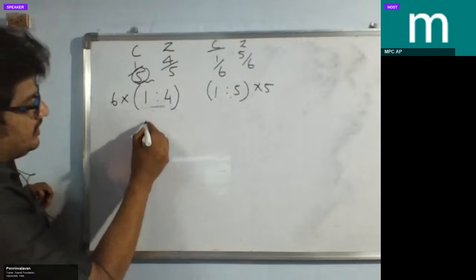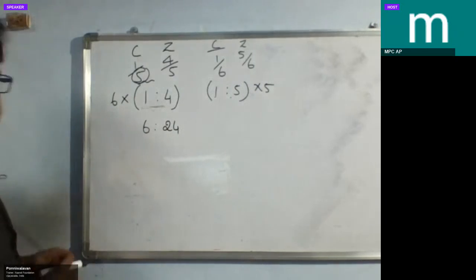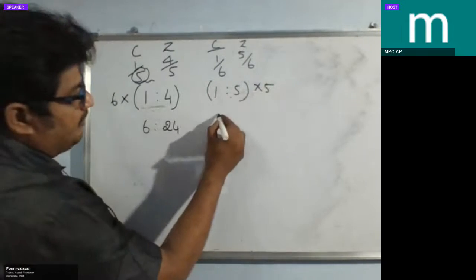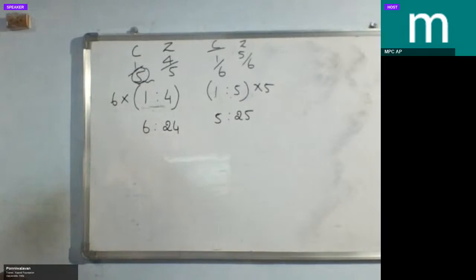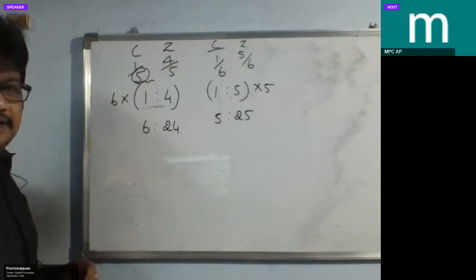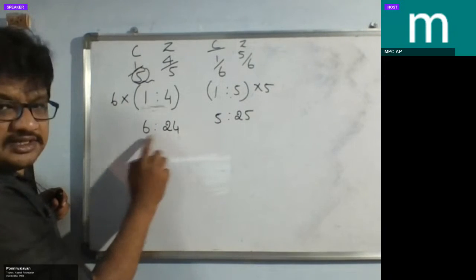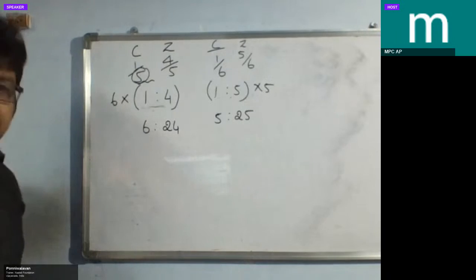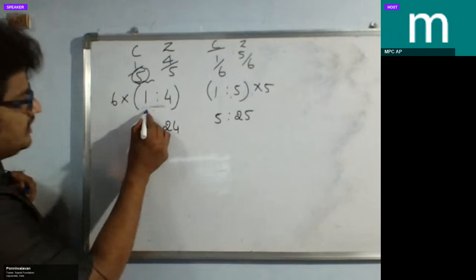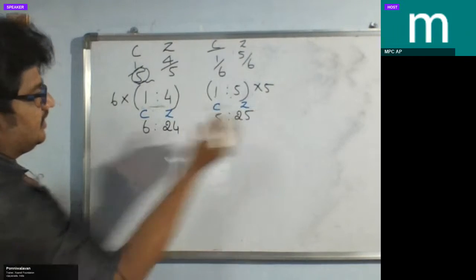What will happen? It is 6 is to 24. Here, 5 is to 25. Now just check the total count. It is 30. Here also it is 30. Okay. Listen. This is copper, this is zinc.